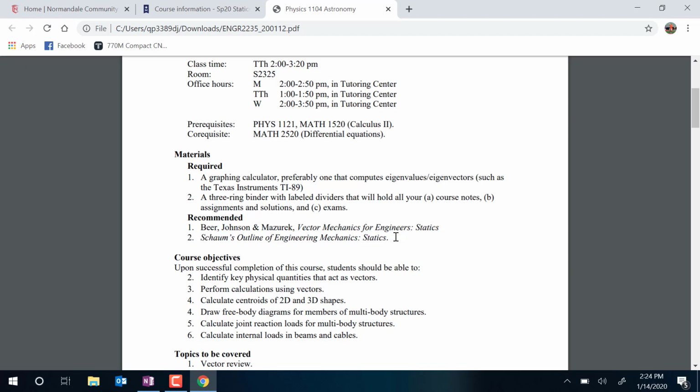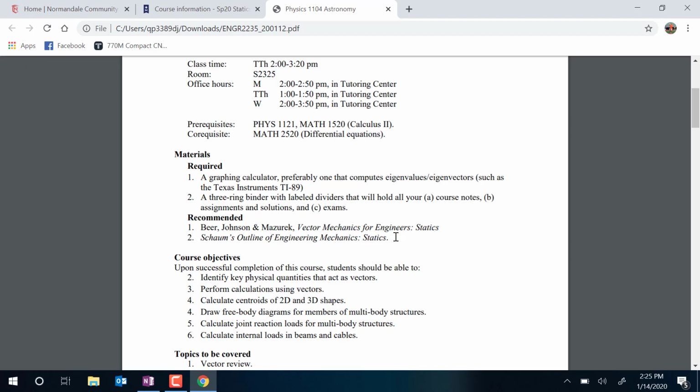Okay, so no required textbook. Everything's based on the notes. The only thing required is a graphing calculator. It doesn't have to be Texas Instruments, and it doesn't have to do eigenvalues and eigenvectors. But if you're looking for a new one and can find one that's not horribly more expensive than the others, having the ability to do eigenvalues and eigenvectors you'll find useful pretty steadily over the next couple of years.